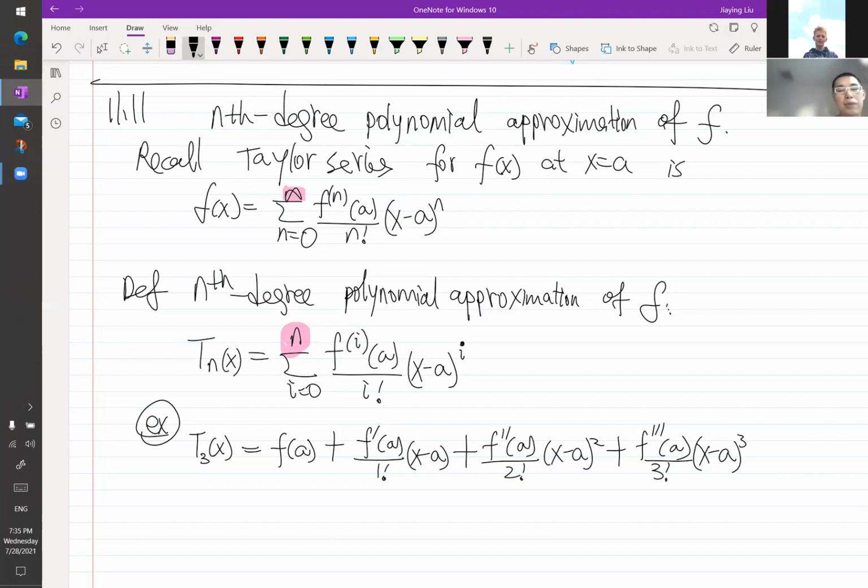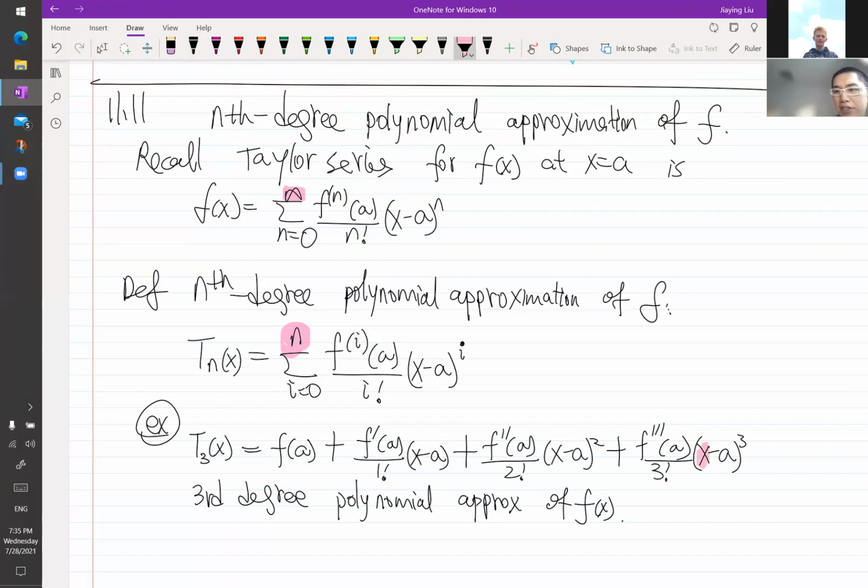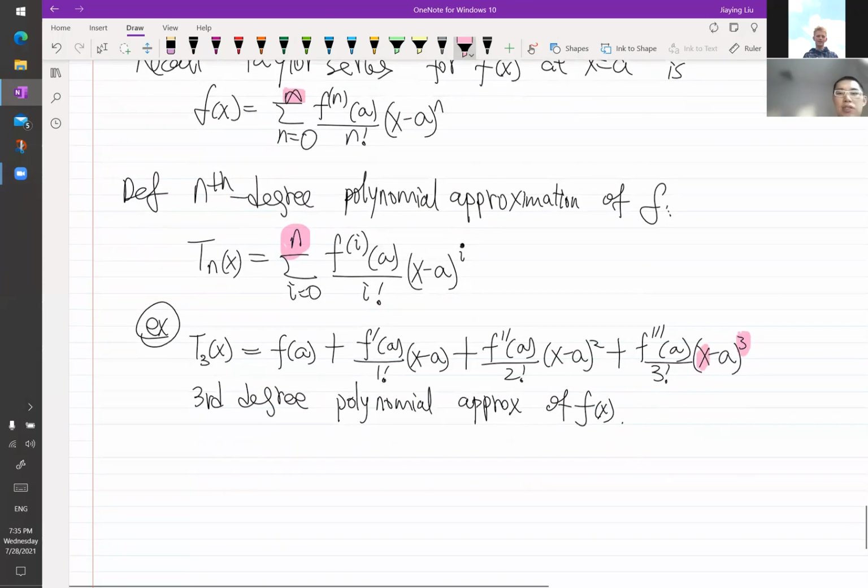So that's the third degree polynomial approximation of f of x. And it's a third degree polynomial because if we look at the highest power of x, we get x cubed. So it's a third degree polynomial. It has 4 terms because the first term has x to the 0, a constant term. So that's the definition of the nth degree polynomial.